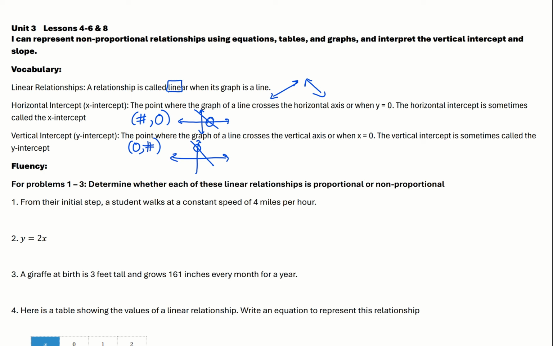And we noticed in our equation that that's like that head start, that plus, and soon we're going to see some minus. All right, so for problems 1 through 3, we're going to determine whether each of these linear relationships, so they're already told us they're straight lines, is proportional or non-proportional.